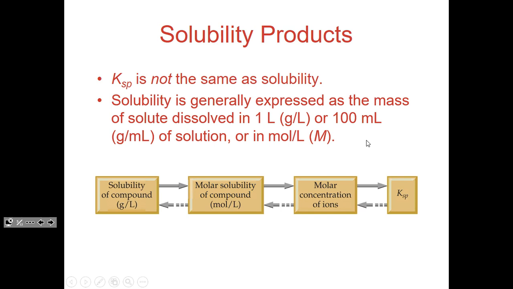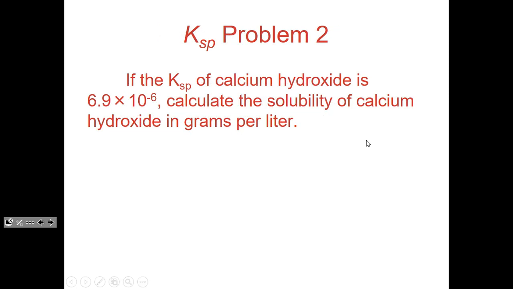Now, be careful. Molar solubility and solubility are different. Molar solubility is moles per liter. The solubility is grams per liter. And then we also have a relationship with the concentration of the ions at saturation, and that's all related to each other as well as to the Ksp. So we're going to look at the relationship between these. So here's a problem. If the Ksp of calcium hydroxide is 6.9 times 10 to the negative 6, we just established that in the last problem, calculate the solubility of calcium hydroxide in grams per liter.